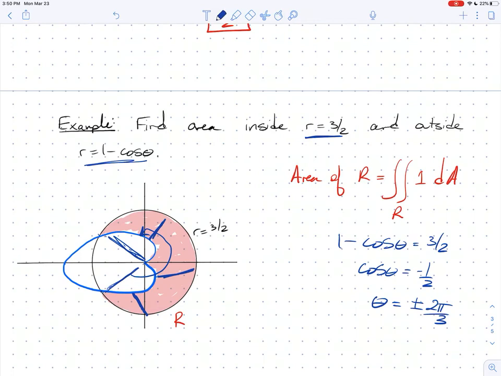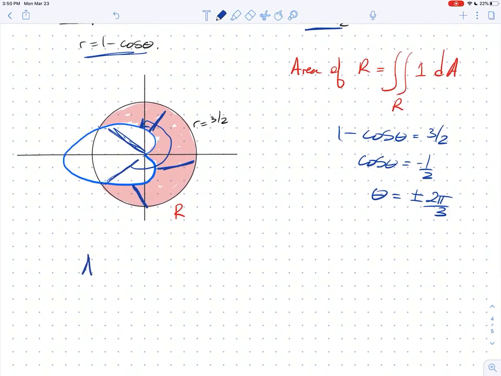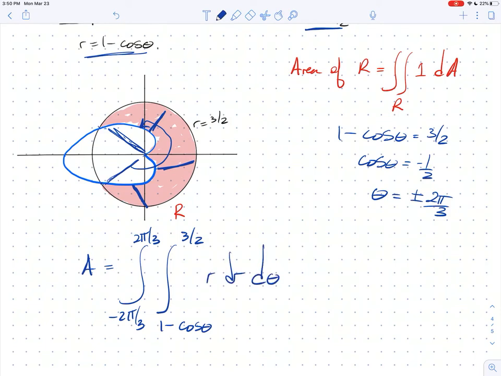And at this point, I'm ready to go. So let's write this thing down. The area A is the double integral. r goes from the cardioid, 1 minus cosine theta, to the circle. That's what we said. Theta goes from negative 2 pi thirds to positive 2 pi thirds. I'm integrating 1. I switch to polar, and I get 1 r dr d theta.